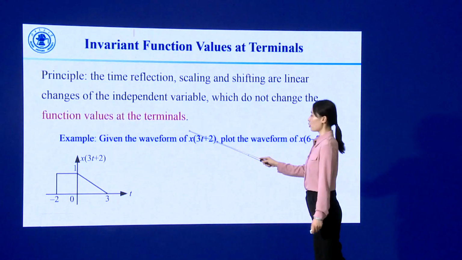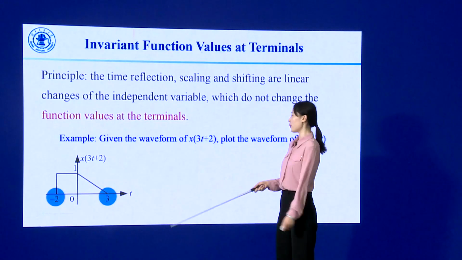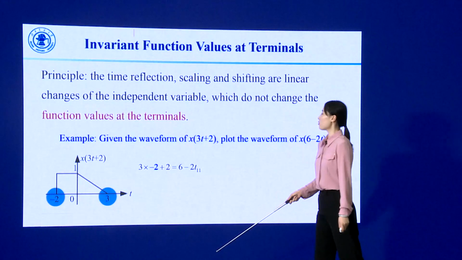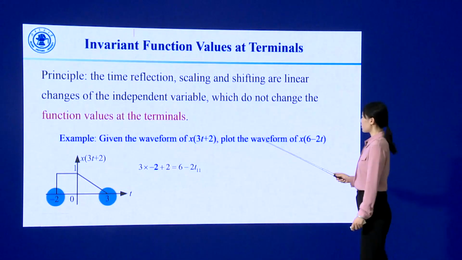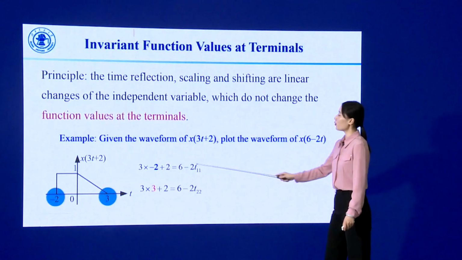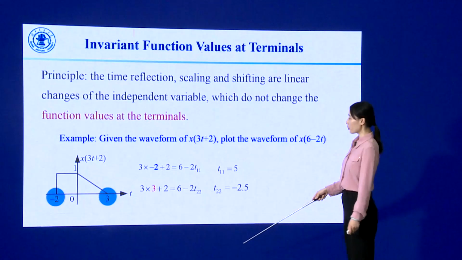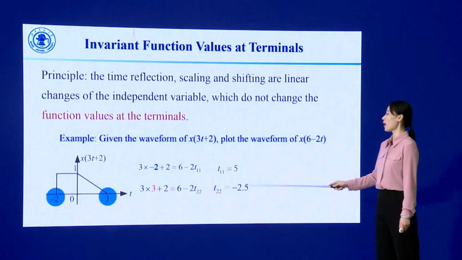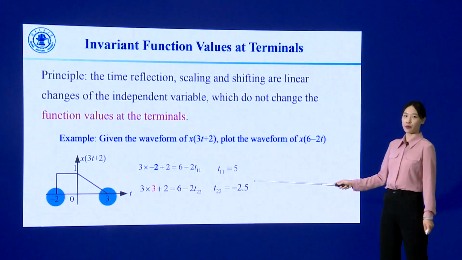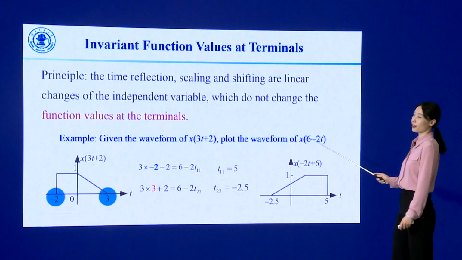For these signals, -2 and 3 are two terminals. Here, the terminals for these new signals can be calculated using these two equations, and we can get the new terminals as 5 and -2.5. Thus, we can get the final result for these signals.